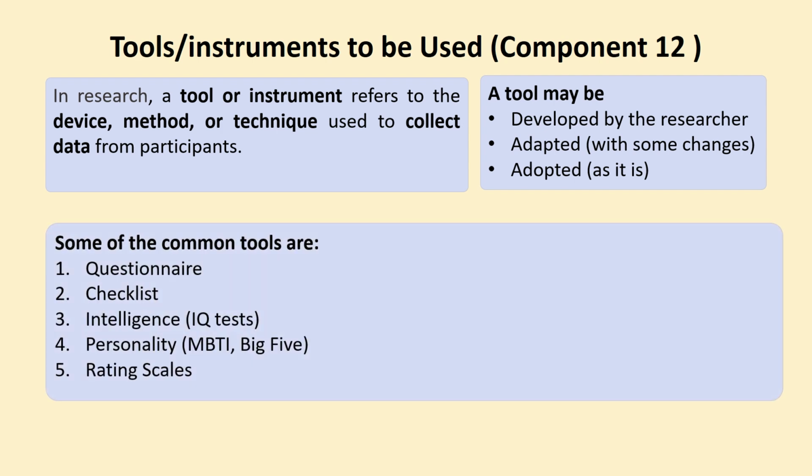These are some common tools which are very frequently used. One of the very famous tools we generally have is the questionnaire, checklist, intelligence test commonly known as IQ test, personality test, and rating scales. There are many tools which a researcher develops or adapts as per the requirement. As a researcher you have to have a clear-cut idea about research tools so that you can justify this component in your research proposal.